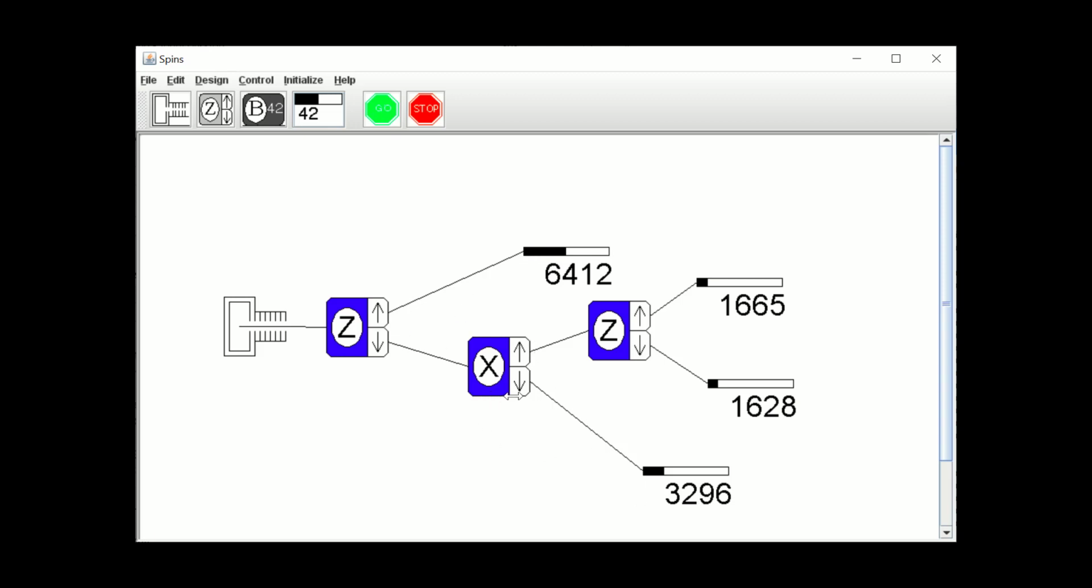Half of those went down. The other half went out the spin up in the X direction. So now we have roughly 3,200 spins that have been previously measured as spin down in Z, then spin up in X, and now we're measuring them in Z again, and they're split 50-50 again.